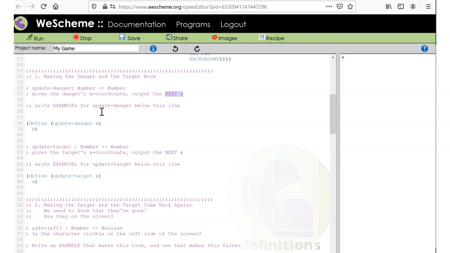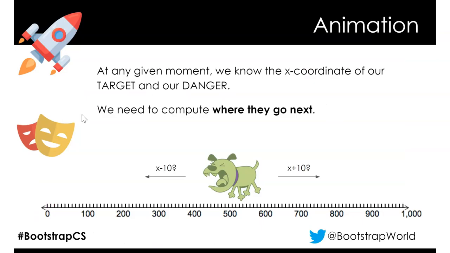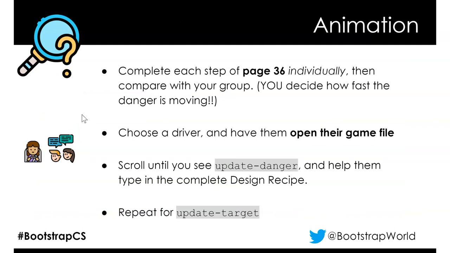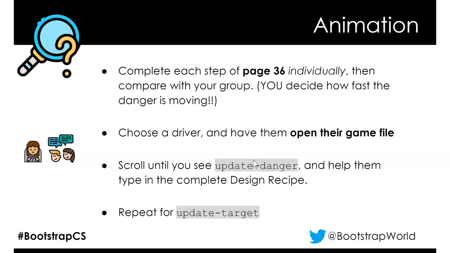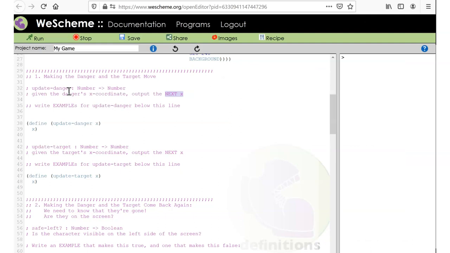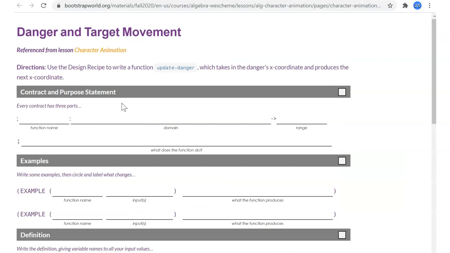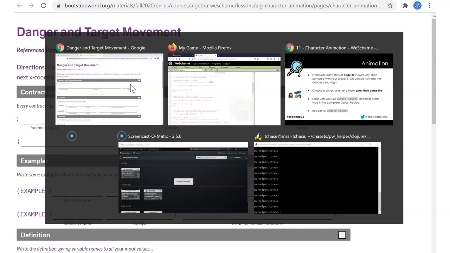And then update target. So what do they ask us to do? We won't do it this way. I will do update danger and then you can do update target. And that's our last one. All right. And the word problem is: design a function which takes the danger's x coordinate and produces the next x.